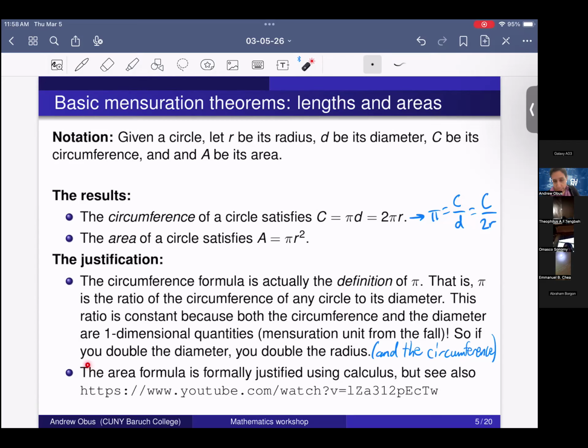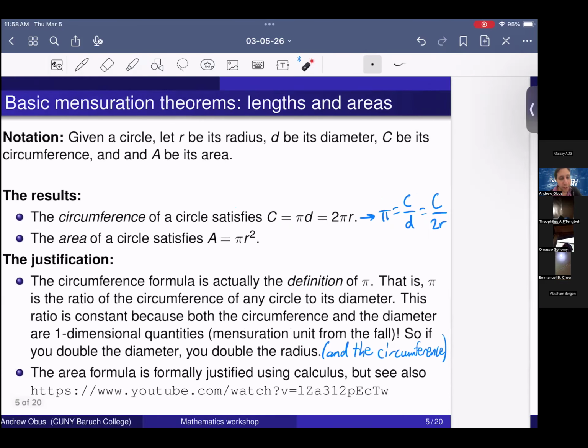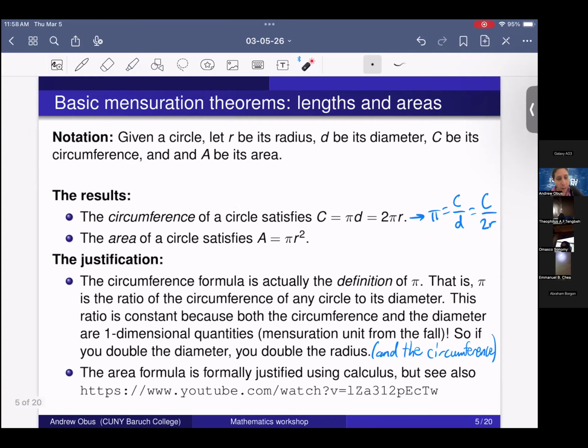Now, the area formula is more difficult. Formally, the way you have to justify it is to use calculus. Okay? So the area formula is justified and proven using calculus. And I think we mentioned this last time, but I'm not going to go back and do the calculus proof today, but I do want to say a little bit.